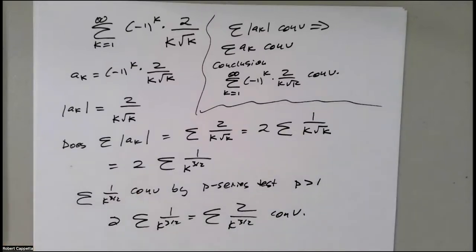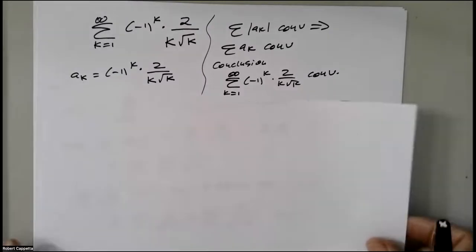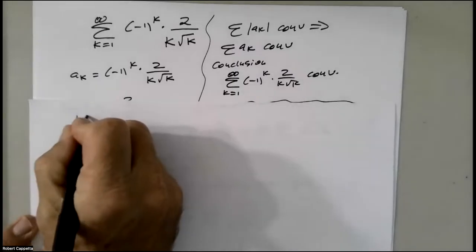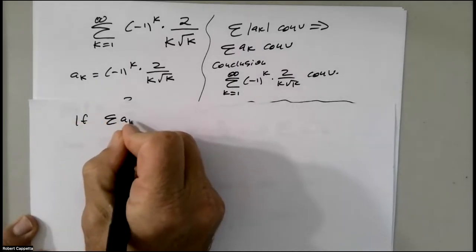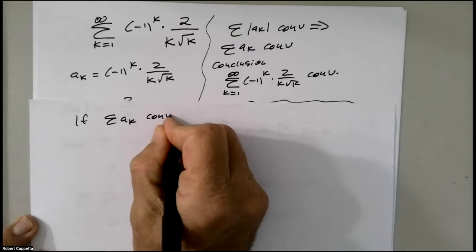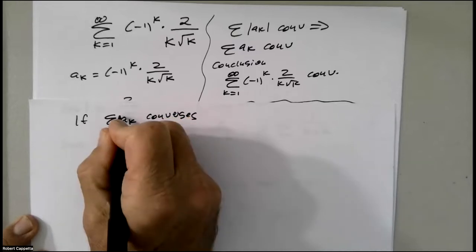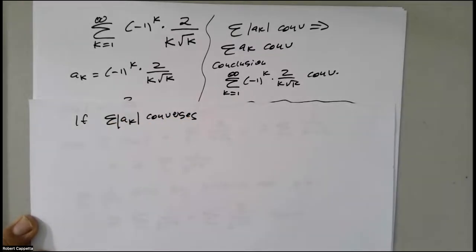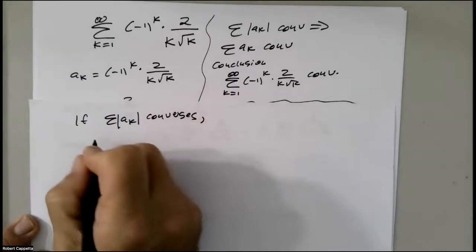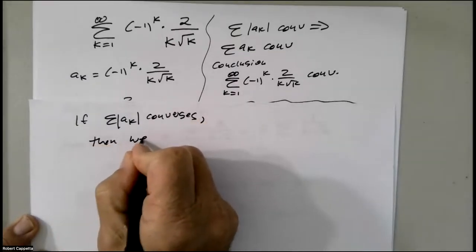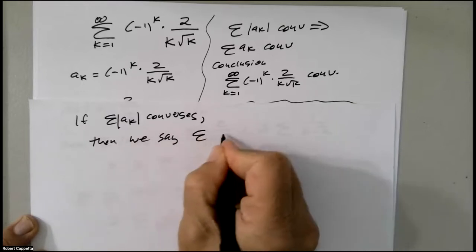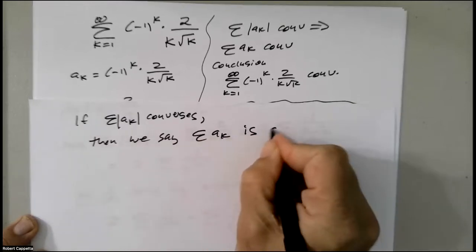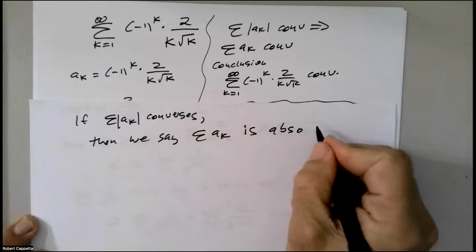When the original series converges and the absolute value converges, what do we say? If the sum of the a sub k converges, well, that's going to happen. If the sum of the absolute value a sub k converges, then we say the sum of a sub k is absolutely convergent. Remember, absolute convergence implies convergence.